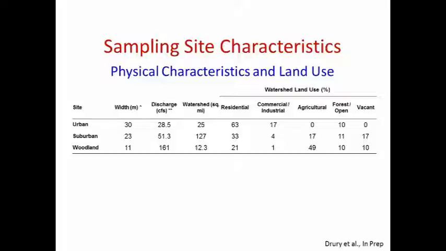So these three sites differed significantly, obviously, in land use. Right? If you look at the urban site, the North Shore Channel, it's over 70% either residential or commercial and industrial land. So a lot of urban development. Our suburban site, much more even distribution of land use. And here there's some significant amounts of ag, forest, and vacant land. So a significant amount of open territory. And then finally, our woodland site, you can see it's much more significantly open land and very little commercial or industrial development at the woodland site. So those were our three sites.